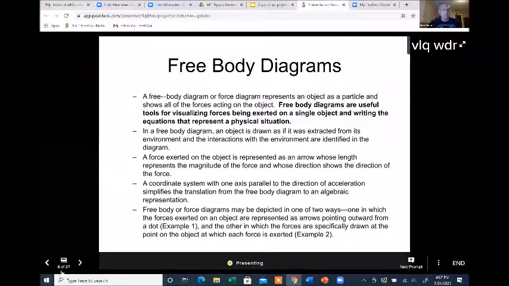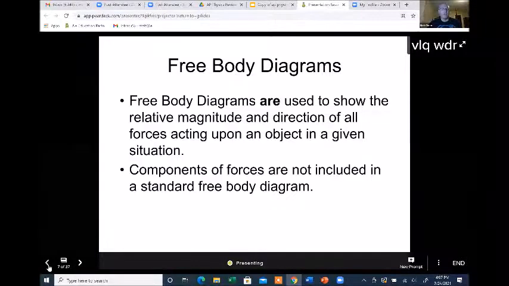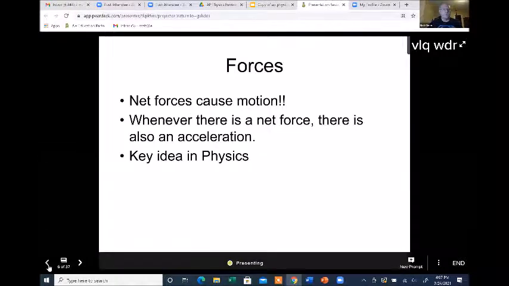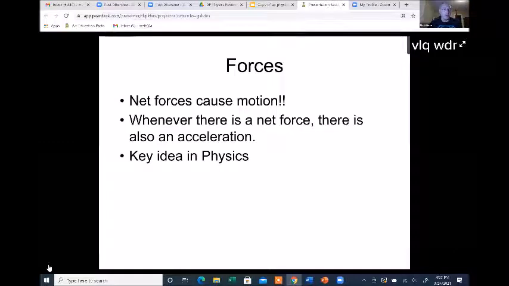So key idea, you saw on that previous screen, net forces cause motion. When there's a net force, there's always acceleration. Crucial idea, the most important idea in AP Physics 1. Net forces always cause acceleration. That can be a change in speed, or it can be a change in direction. Either one causes acceleration.